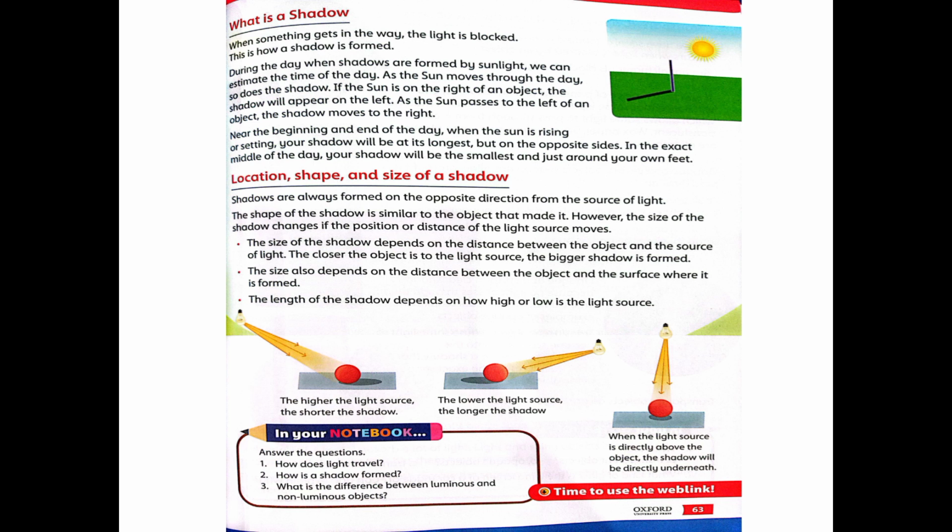Here we have some questions. How does light travel? So in the previous experiment we have proved that light travels in a straight line. How is a shadow formed? When an opaque object is placed in the path of light, shadows are formed.